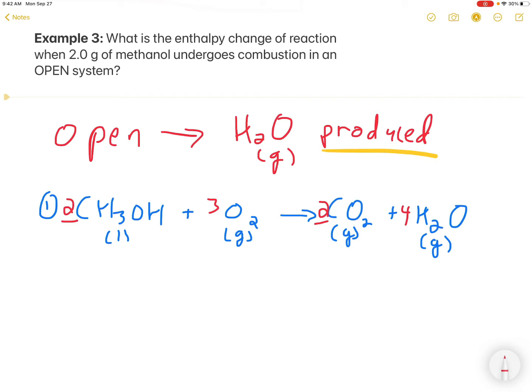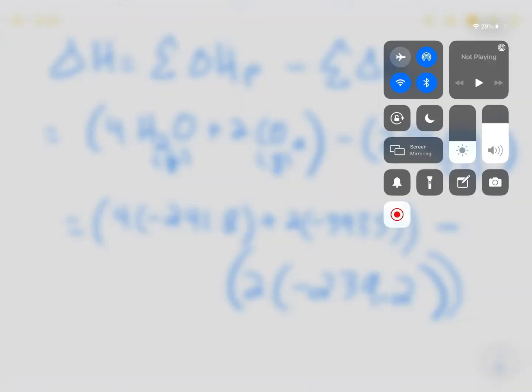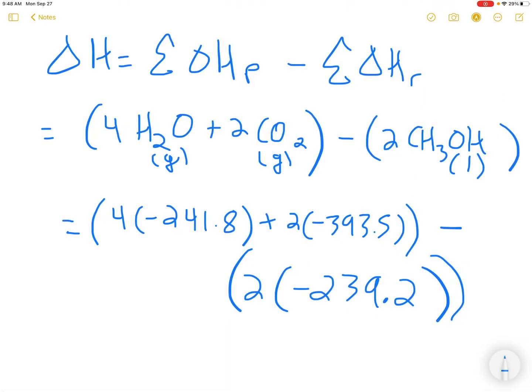We're now going to resort to our data booklet and find all the molar enthalpies of formation for all the substances, keeping in mind that for oxygen this is going to be 0 because it is an element. So using the molar enthalpies of formation enthalpy of reaction equation, we plug it in as follows. Remember that the coefficients here refer to the moles in the chemical equation. And we used the water vapor value of negative 241.8 as opposed to water liquid.